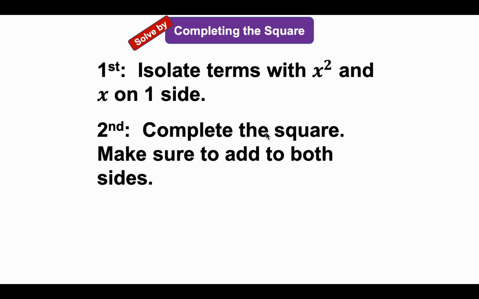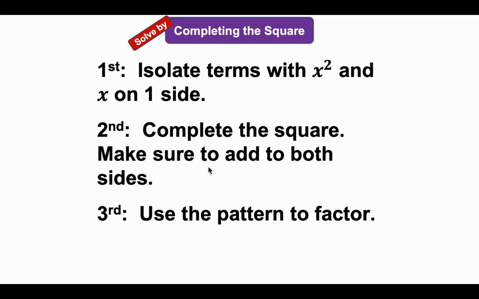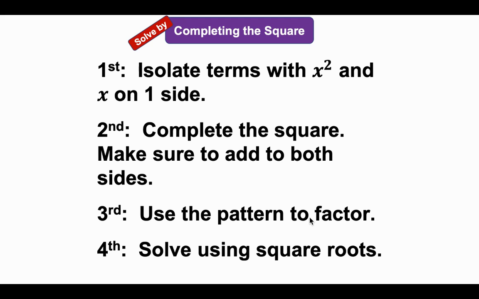There's a little bit of difference here because you're not going to add it just to one side. You're going to add it to both sides since you have an equation. After that, you're going to have a perfect square trinomial, in which case you can use the pattern to factor it. And then the fourth step makes it so that you can solve it by using square roots. So again, if you haven't seen that video, please make sure you go back and watch it.